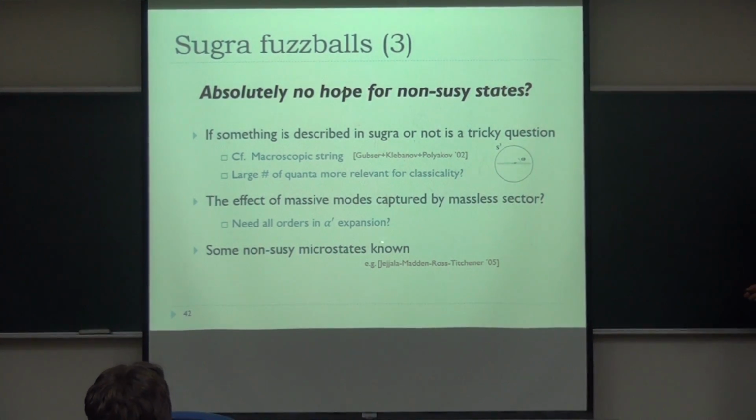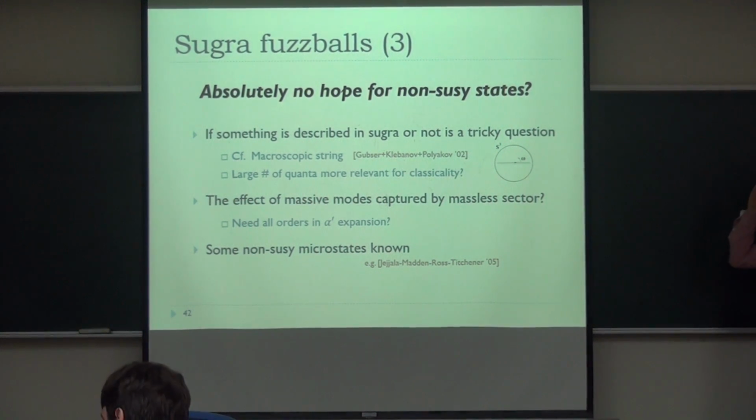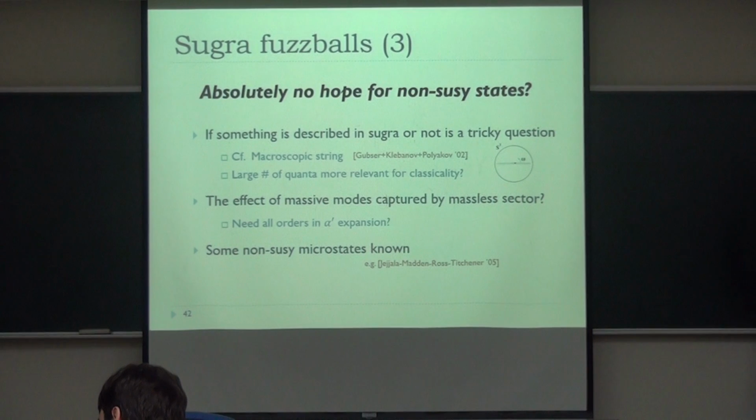And also, the effect of massive modes could be captured in the massless sector. So you have integrated out all the massive modes, and you're left with the massless sector. And you think that, okay, you have just lost all the Hilbert space associated with the massive modes, but are they really all gone? Aren't they somehow captured by the massless modes?